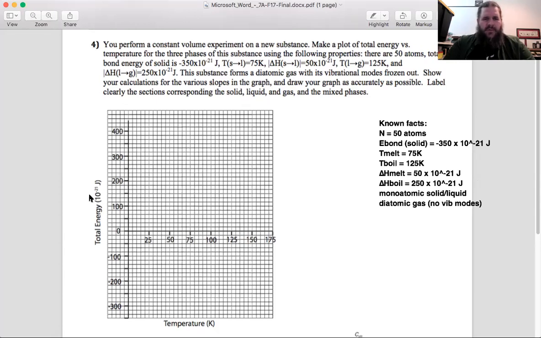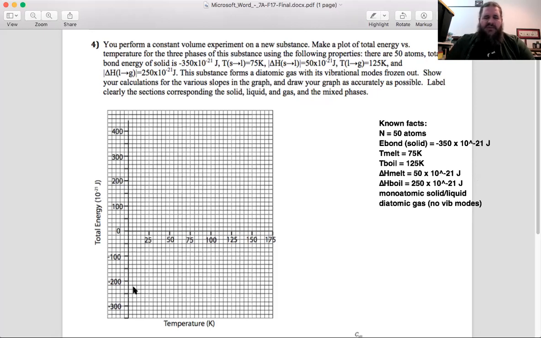So for a moment, think way back to the very beginning of the quarter. When was the first time you saw a graph of temperature versus energy? What sort of graph were we looking at way back at the beginning? Yeah, the three-phase diagram. We are essentially creating a three-phase diagram for this new substance, but we're going to need to fill in the values ourselves.